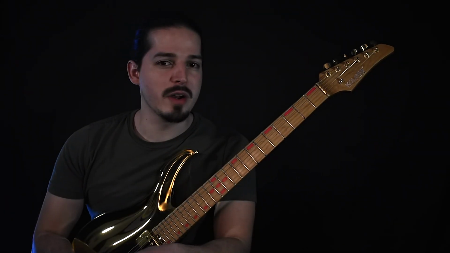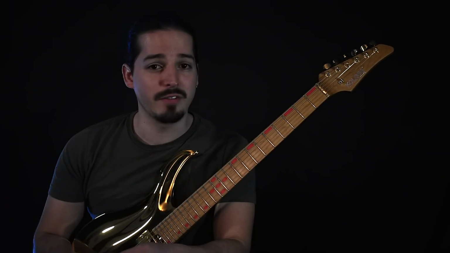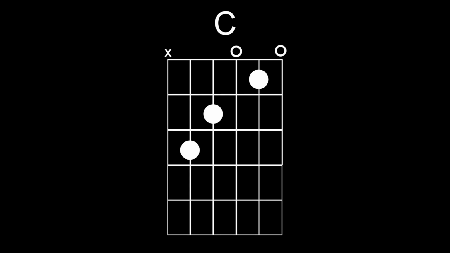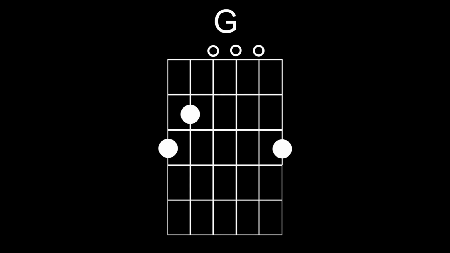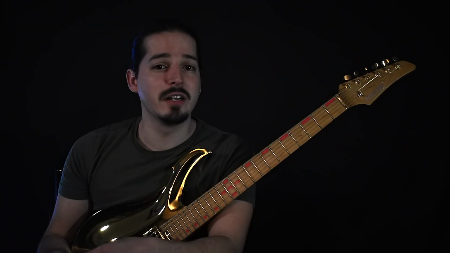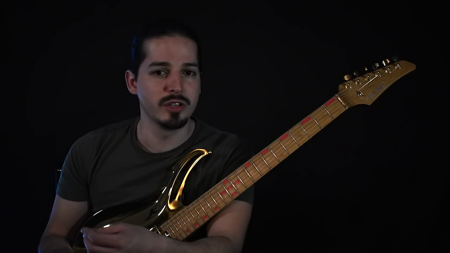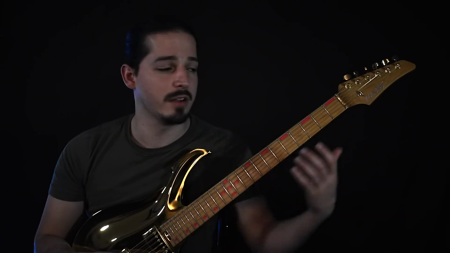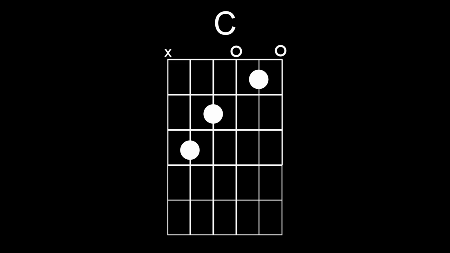Alright, so the first thing that we want to know is that the CAGED system is based in 5 chords, which are C, A, G, E, and D. Each of these chords are made of 3 notes from the scale, which are the root note or the 1, the 3rd, and the 5th. So for example, the C chord, we have a root note, a 3rd, a 5th, a root note one more time, and the 3rd one more time.